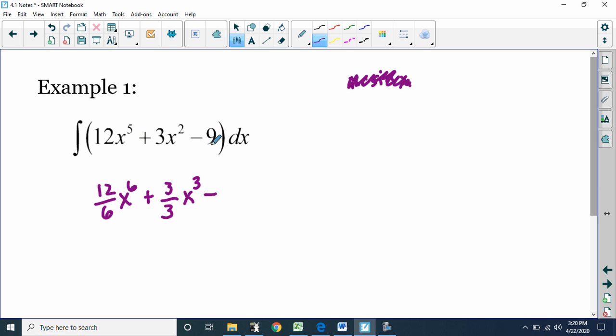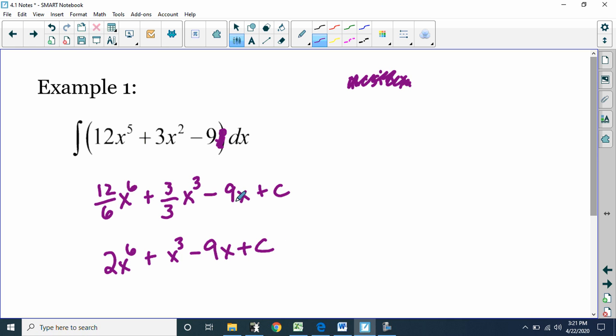Here we're thinking, what has a derivative of -9? -9x would have a derivative of -9. Another way you could think about it is this is x to the 0. So when you add 1 to the exponent, you get 1 here. Don't forget your plus c. Simplify any fractions. So we've got 2x to the 6th plus 1x to the 3rd minus 9x plus c.